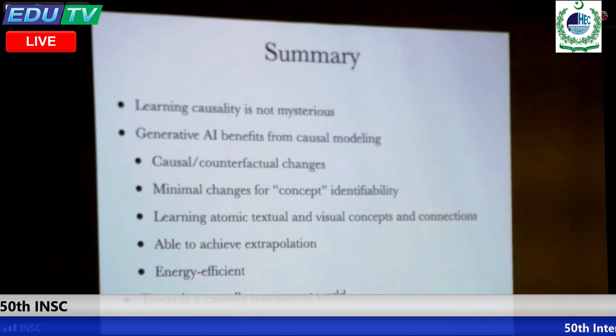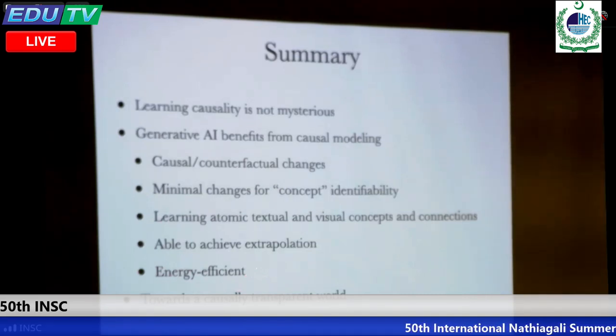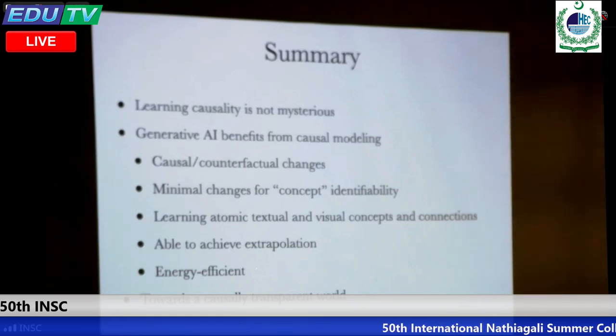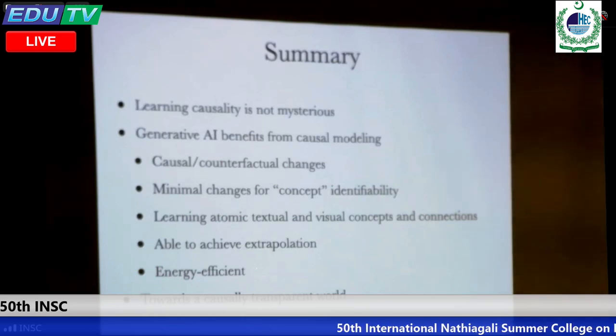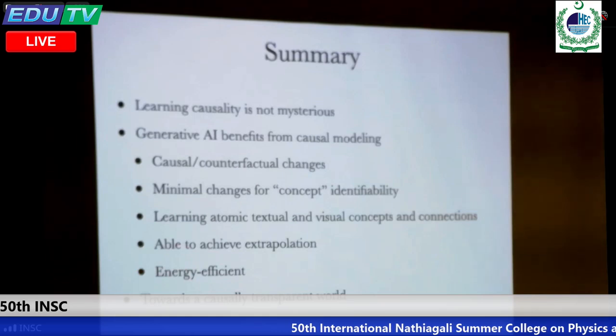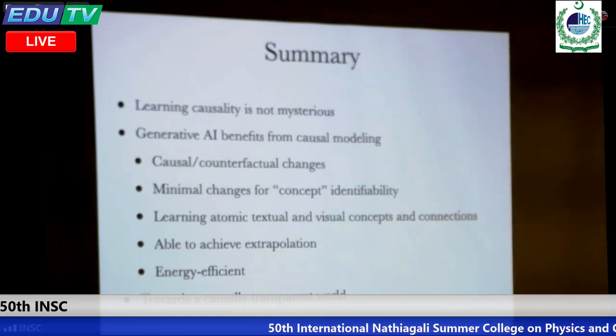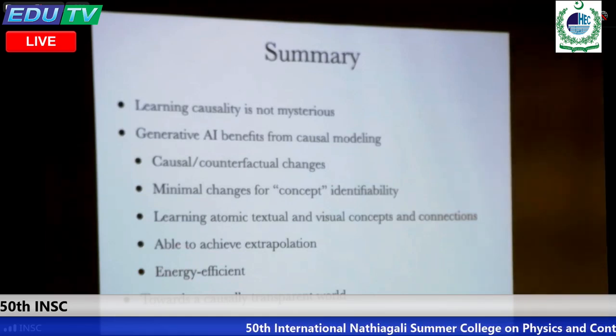It's not just interpolation. You can really produce new things with guarantees. And at the same time, as I just mentioned, you don't have to capture all the dependence relations at a very low level. Your model is simpler, right? Because of the constraints, and it can become more energy efficient. And finally, if we can achieve a world where causality is transparent, then everything can be simpler. We can make sure things are controllable. We can make sure we can communicate in a very smooth way. And at the same time, we can make sure we don't waste so much energy and so on. So let's work together to achieve the causally transparent world.